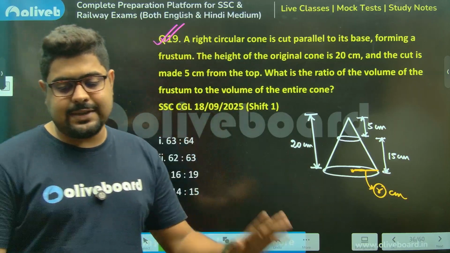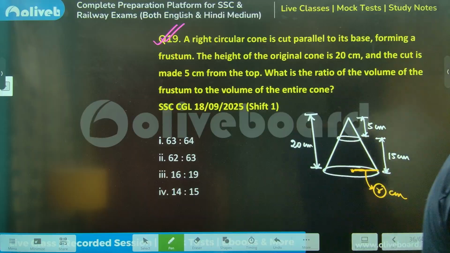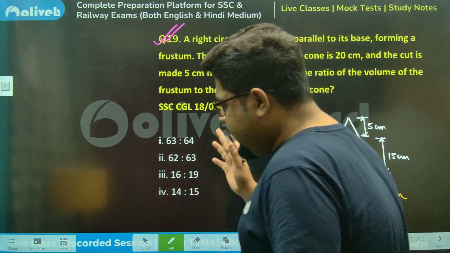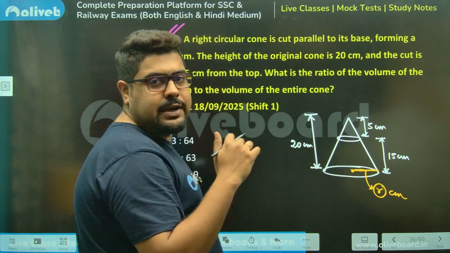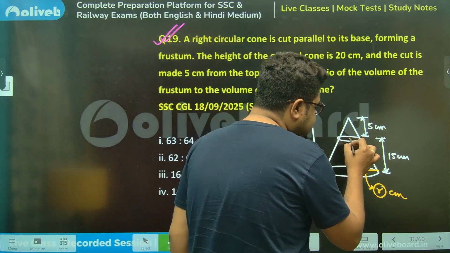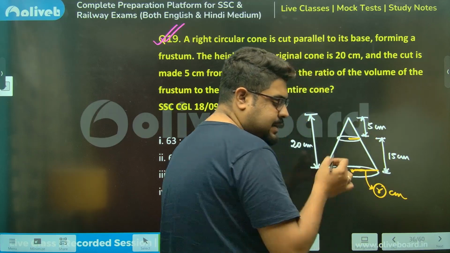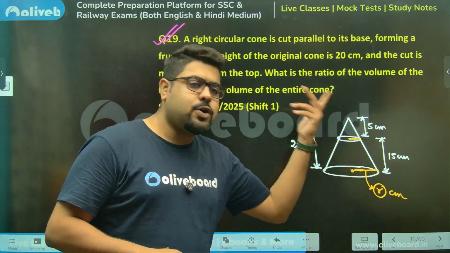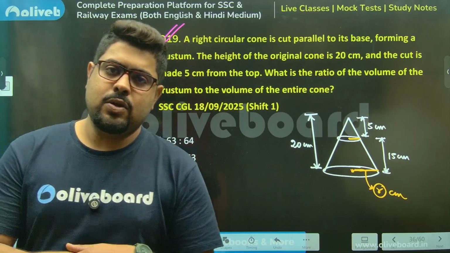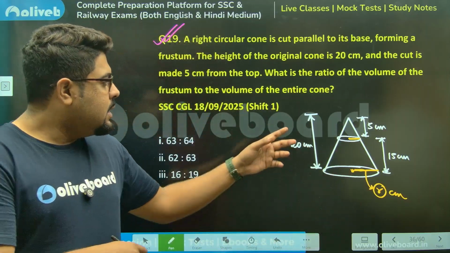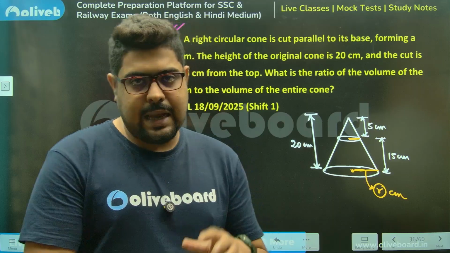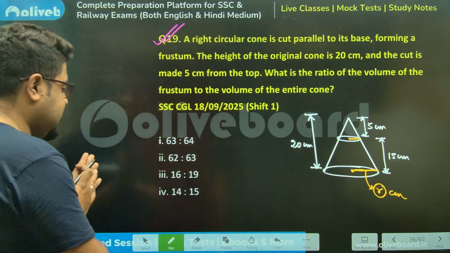Again, a brilliant question. First time I've seen a question this good in CGL. They have not given you any radius. So you will say, how can I find the frustum volume, because I don't have the second radius. R1 I have taken as r, R2 though, I have no idea. So how can I figure out the volume of this frustum? That's the problem.